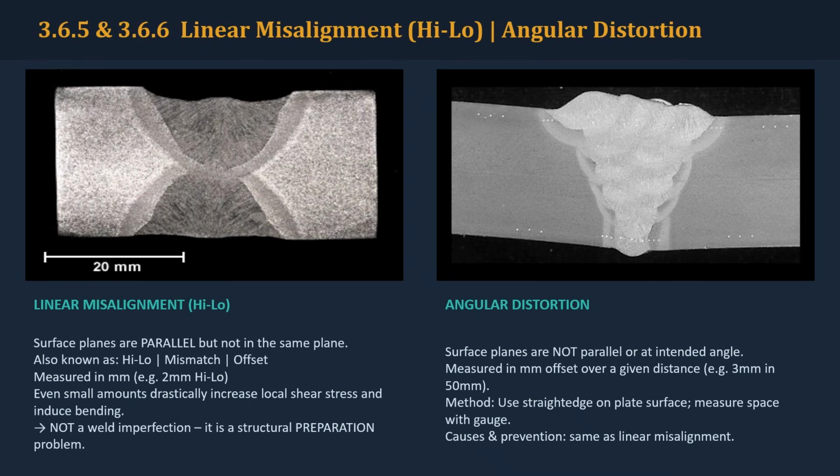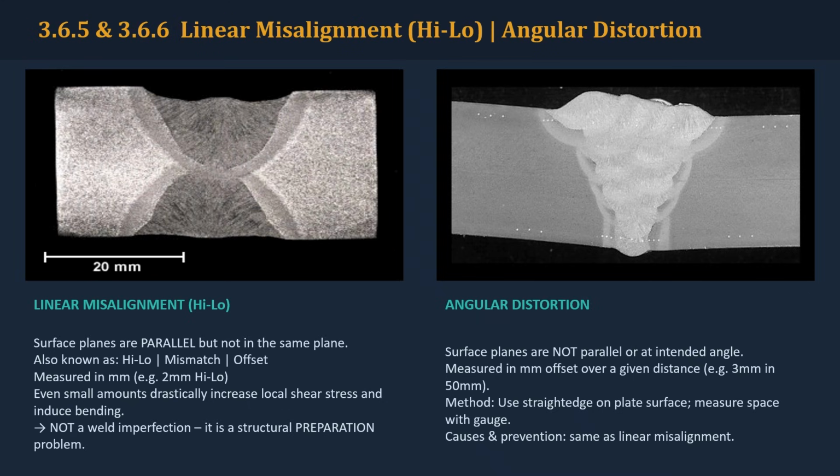Linear misalignment occurs when two surfaces are parallel but offset from one another. You may hear it described as mismatch or offset. It is normally measured in millimeters. Angular distortion is different because the surfaces are no longer at the intended angle. It is measured by assessing the angular deviation over a specified distance.